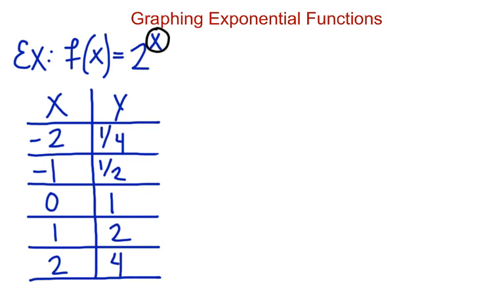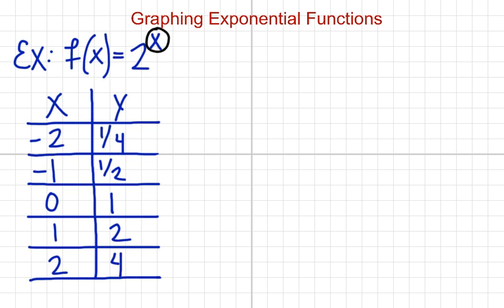And let's see, maybe I'll just give us some graph paper here. So when we start plotting these points, our first one will be when x is -2, y is 1/4. So just do your best. It's right about there. When x is -1, y is up to 1/2.